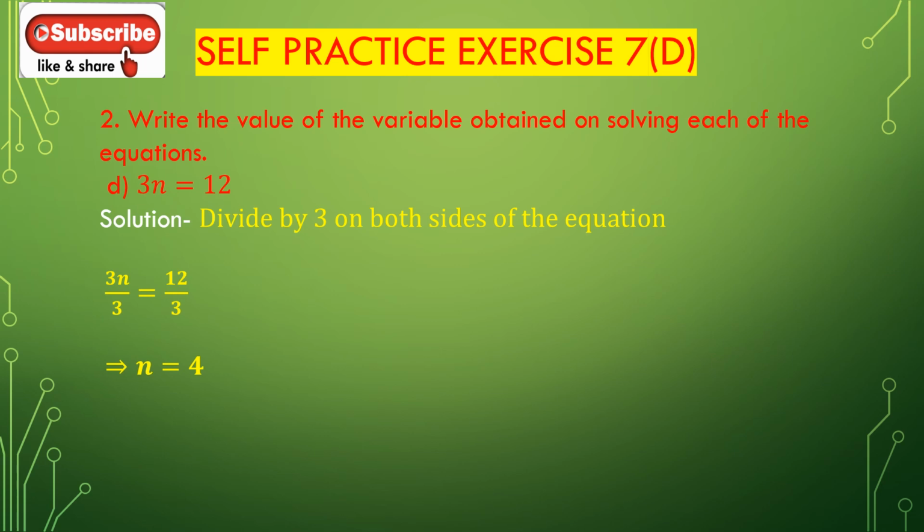Now the equation becomes 3n divided by 3 equal to 12 divided by 3. 3 and 3 will be cancelled. Then we get n equal to 12 divided by 3 is 4. n equal to 4. So value of the variable n is 4.